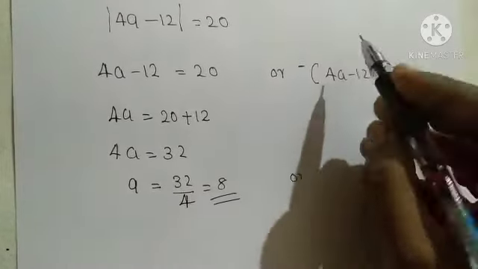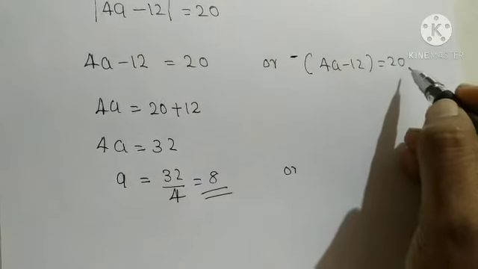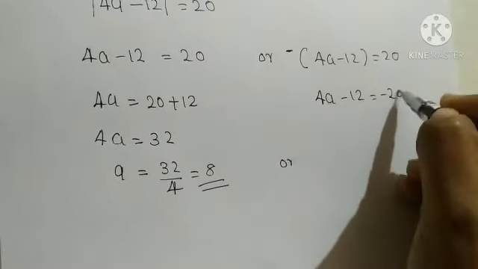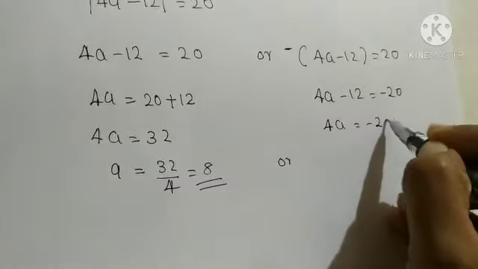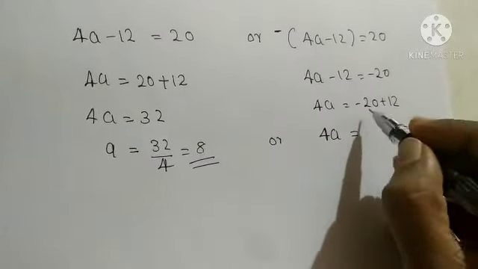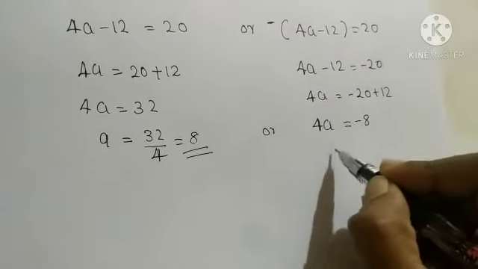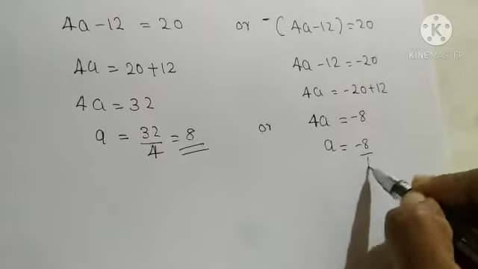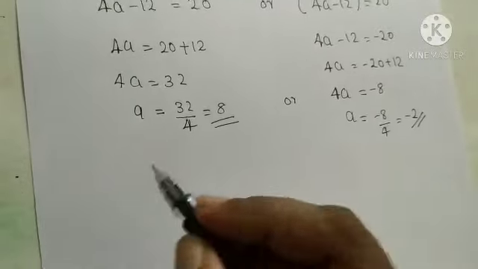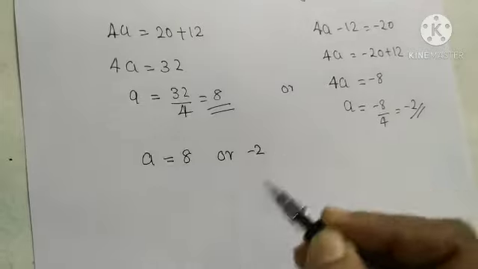Or taking this negative to RHS, we get 4a minus 12 equal to minus 20. 4a equal to minus 20 plus 12. It is further equal to minus 8. From this a equal to minus 8 by 4, that is equal to minus 2. Okay. So we get two values of a. Either it is 8 or it is minus 2.